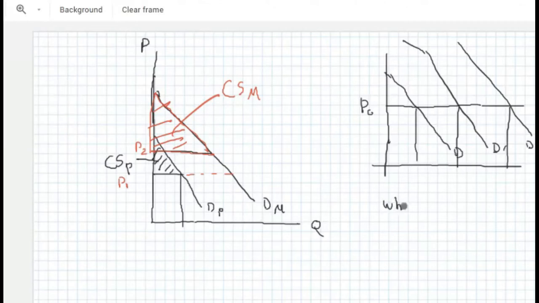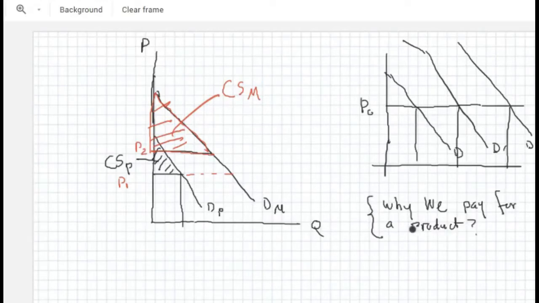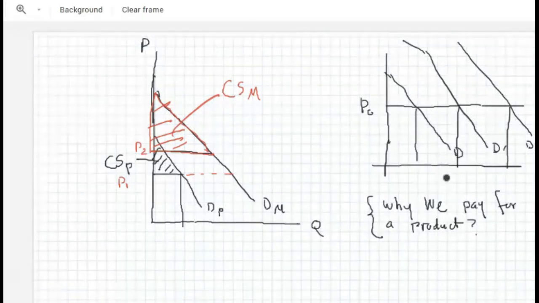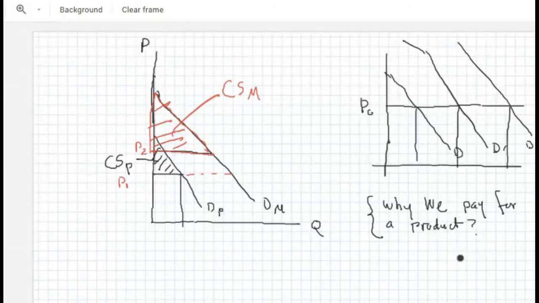Why I pay for it. That's important. Because why do we pay for a product, right? So when you pay for the burger of your friend, ice cream for your friend, because we like them. Because he's my friend. So we settle debts. We feel happier, that's all.